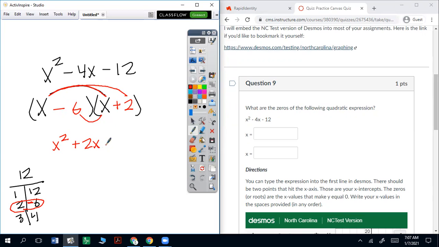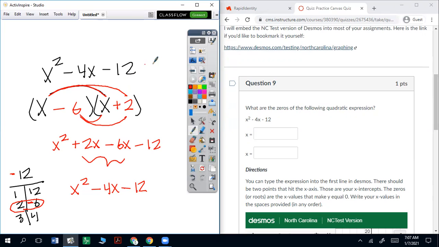Negative 6 times x is minus 6x. And negative 6 times 2 is minus 12. Of course, that's a minus, not a positive. And those will combine to give you negative 4x. So x squared minus 4x minus 12 will get you right back into there. So what's the significance of that?